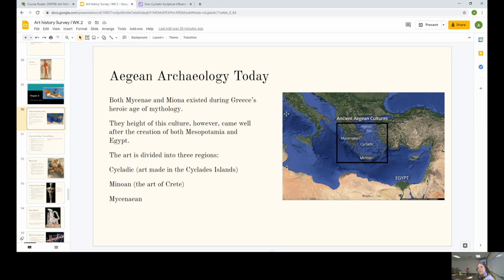Anyways, I guess I should preface with that. And the art of all three cultures is pretty specific to that particular group. They aren't the same. The Minoans and Mycenaeans have some similarities. The Cycladics are doing their own thing. And we're going to be going through each one of them.